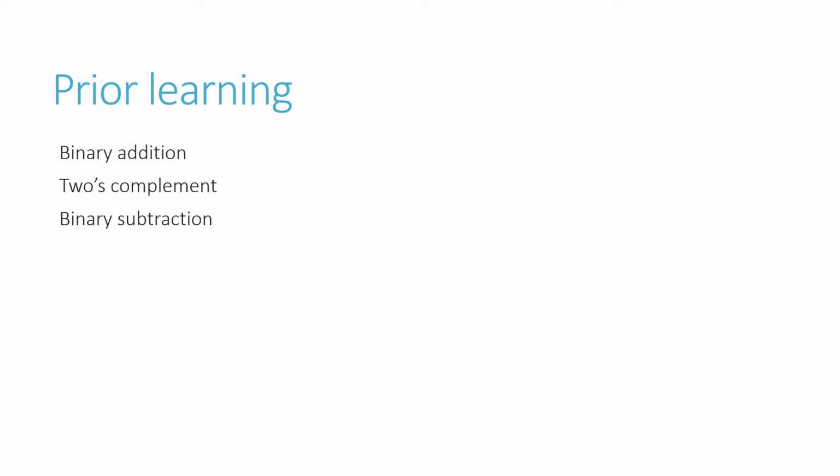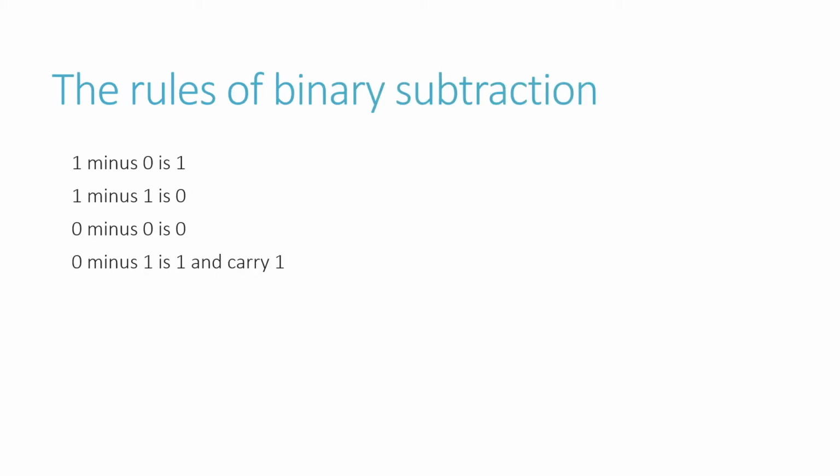So you should already know how to do binary addition and how to convert a number into its negative using 2's complement. The current method of binary subtraction which you have learned employs both of these methods. You turn the second number into a negative number and then you add the two numbers together. So the other way that we can do binary subtraction is to use rules like we did with binary addition.